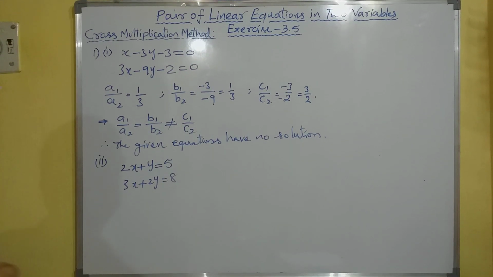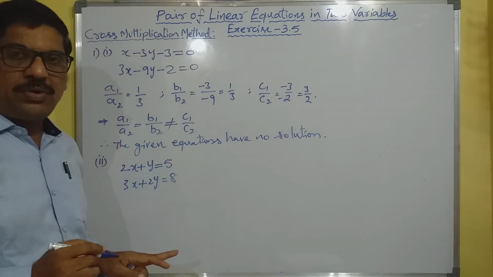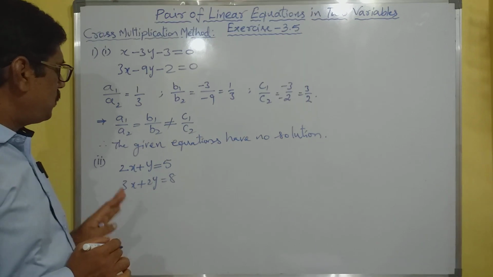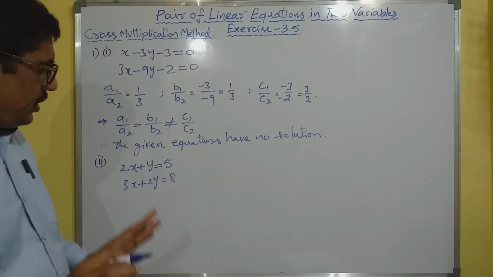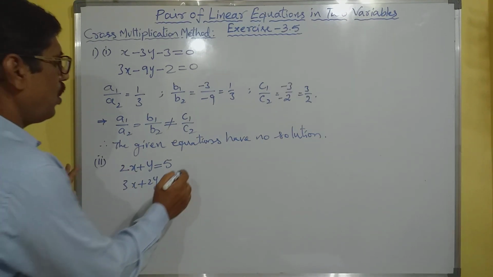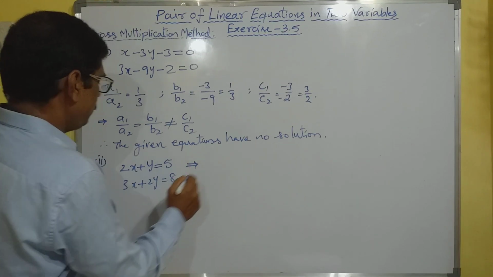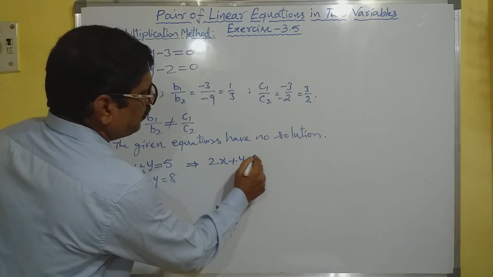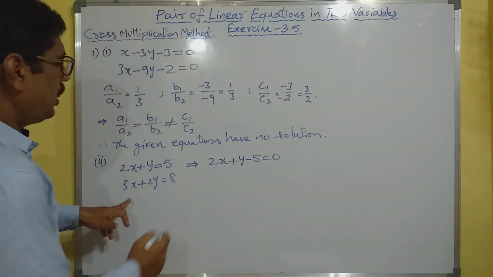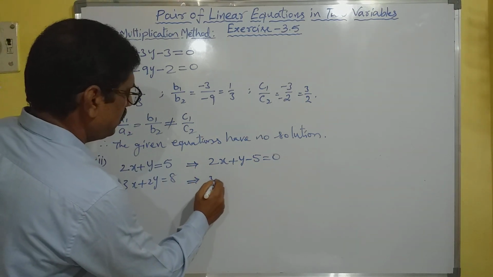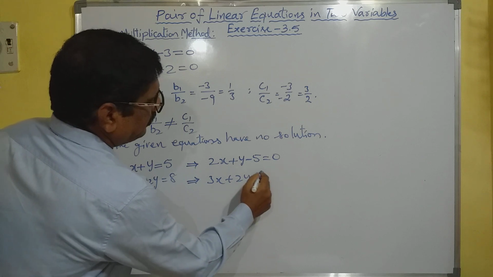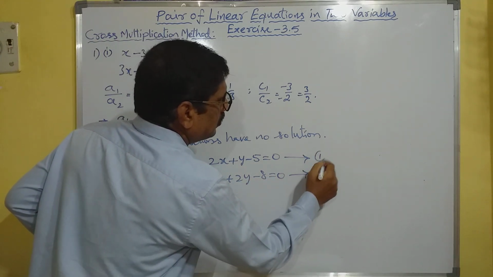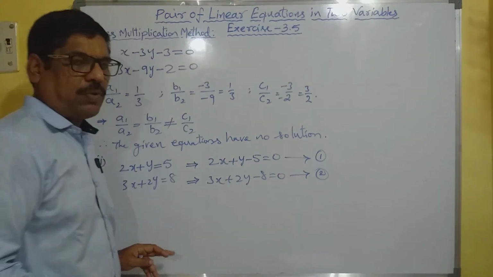Here the second problem, 2x plus y is equal to 5 and 3x plus 2y is equal to 8. First of all, let us write the given equations in the general form, that is 2x plus y minus 5 is equal to 0, and here 3x plus 2y minus 8 is equal to 0. These two are the given equations after changing into the general form.